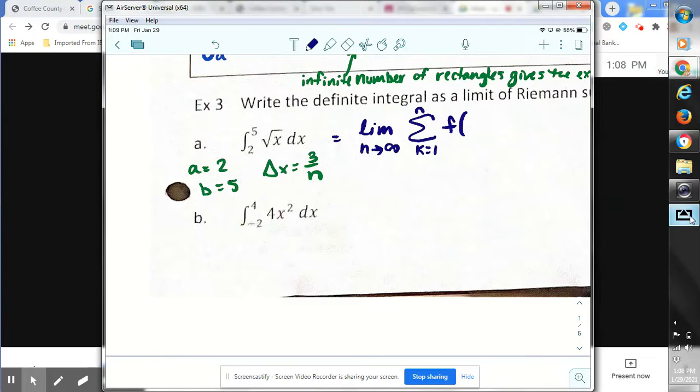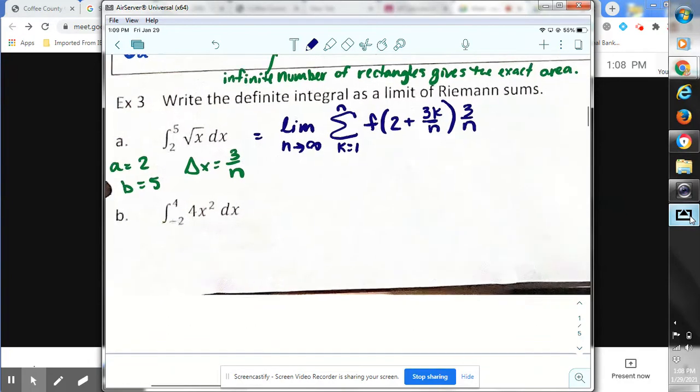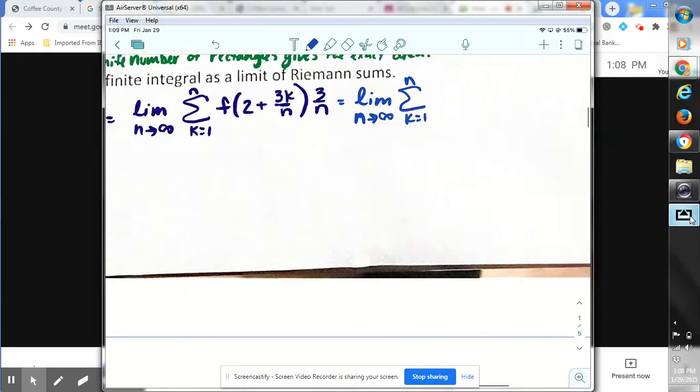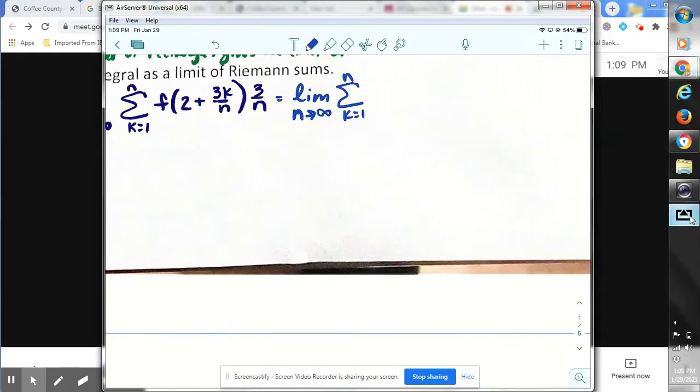We're going to add up an infinite number of rectangles. So it's going to be f of a plus delta x k times delta x. All right, then I'm going to take that and apply the function, which is the square root of x, to it. A lot of notation to write. So in the place of f of 2 plus 3k over n, I'm going to apply f, and it's going to be the square root of 2 plus 3k over n. And I'm going to multiply that by my delta x.